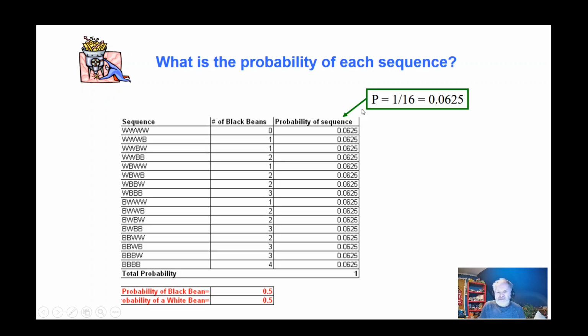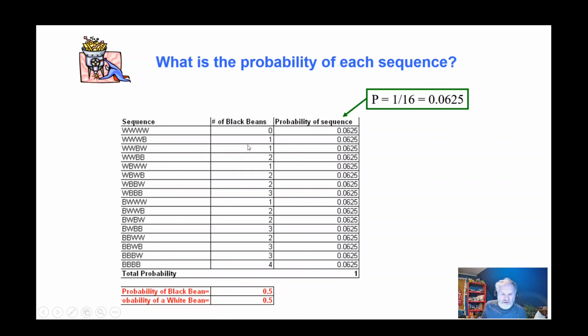So 1 over 16 is a probability of 0.0625. The probability of each outcome is a half times a half times a half times a half, which is 1 over 16 or 0.0625. And because it's 50-50, they're of equal probability. So if I add up each of these outcomes, the probabilities add up to 1. So this is an exhaustive list. No other outcome can occur.